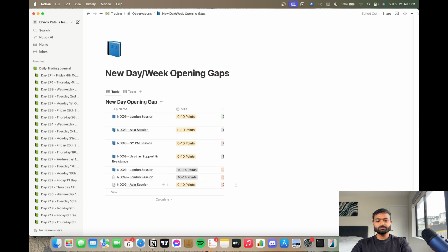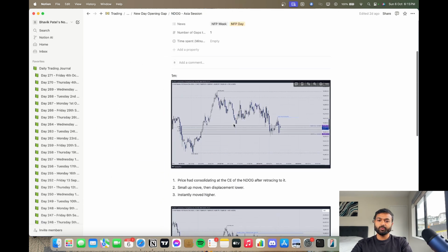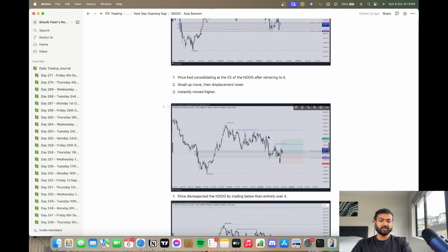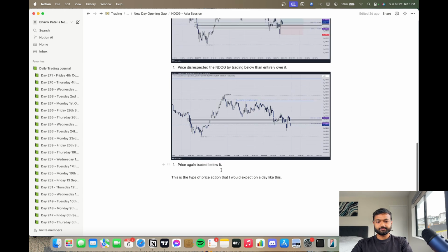So I do definitely want to use new day opening gaps in my model. I think what ICT says is they are basically almost a magnet for price to trade to. They are very heavily relied on for the algorithm. And I do notice that every time I document, I just keep seeing price refer back to this and then trade away from here.